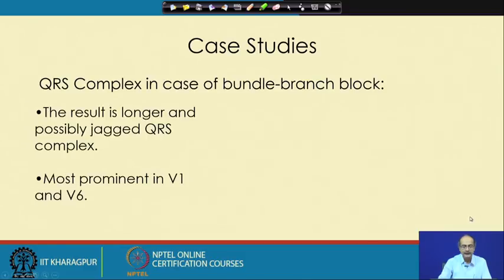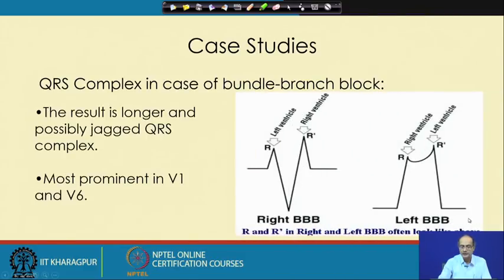So, let us see how it looks. In the first case, we are showing that the left ventricle is contracted first, that means the block was in the right one. Okay. So, it is called the right bundle block. The right ventricle has contracted late, and the corresponding R wave comes late, which is written as R dashed. So, it gives rise to a jagged waveform here.